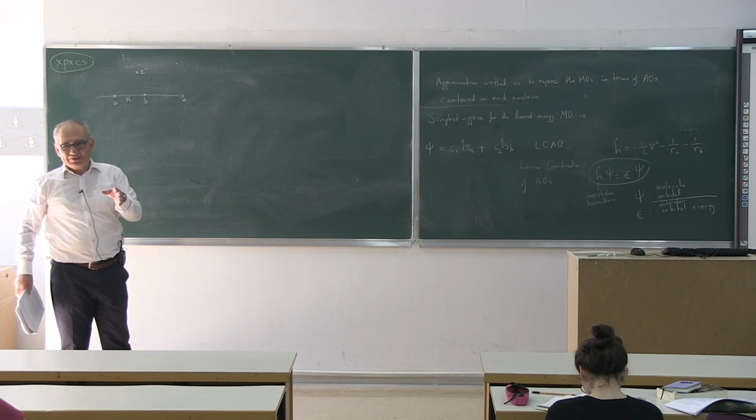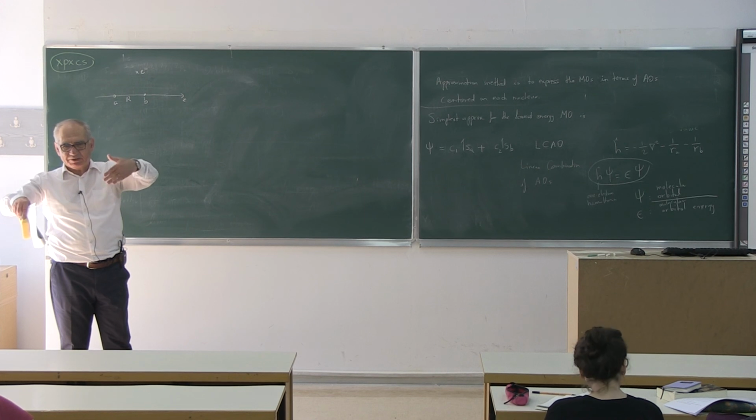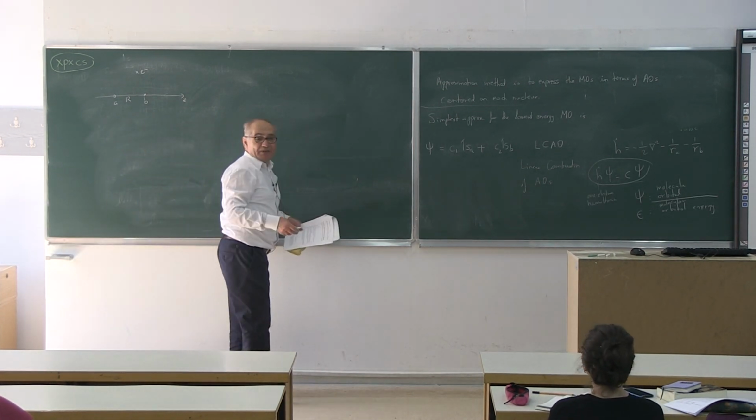What is the name of this molecule? We have two protons separated by some distance and just one electron moving around them. What is this molecule? Symbol for the molecule.